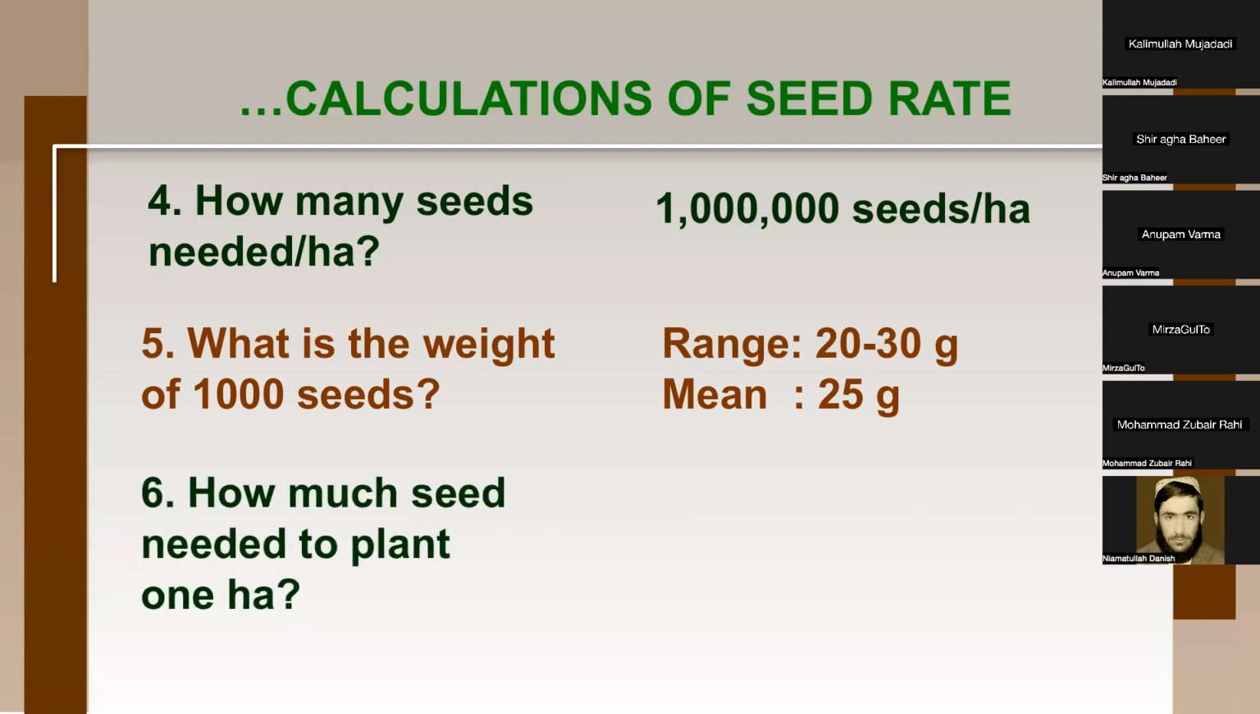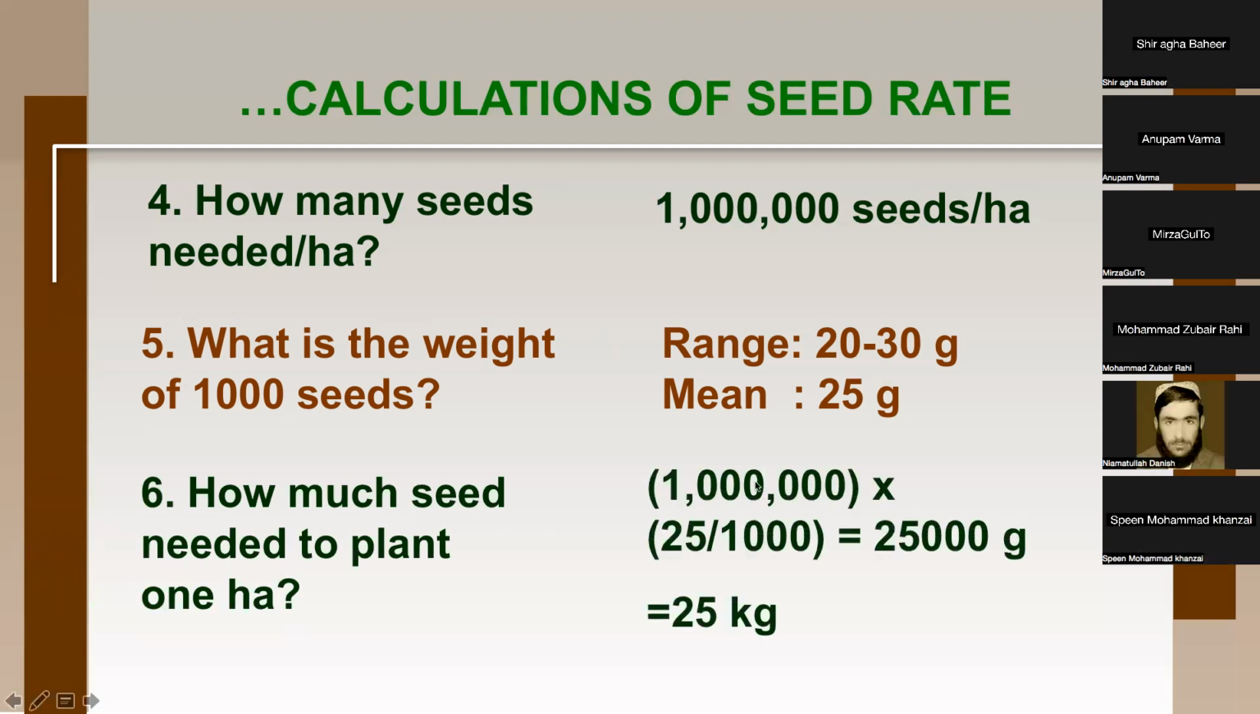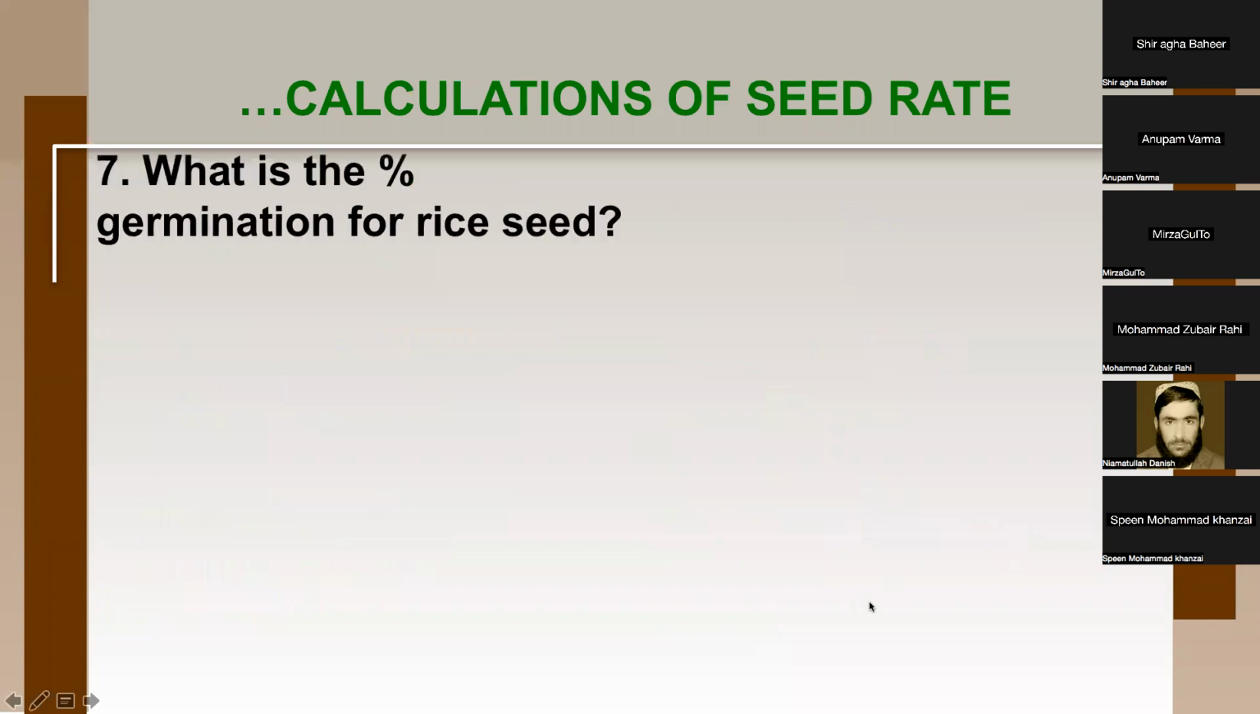So this is how we can calculate how much seed is needed to plant 1 hectare. So you know, 10 to the power 6 divided by 1,000, multiplied by 25, so you get 25,000 gram, or you can say 25 kilogram. So this is how you can calculate the seed. So now you understand how this 25 kg has come.